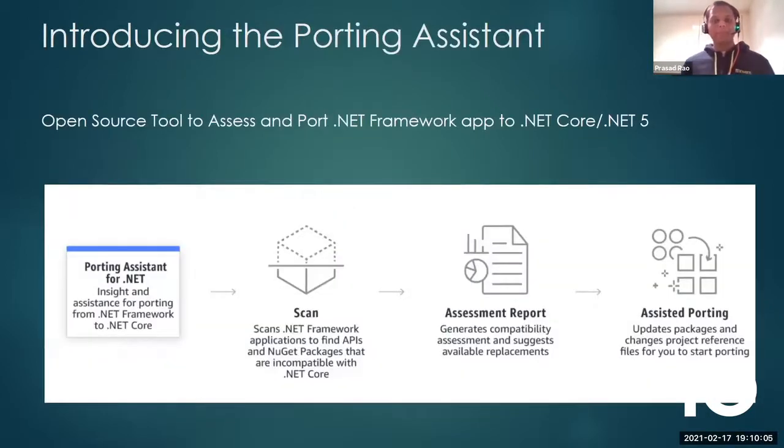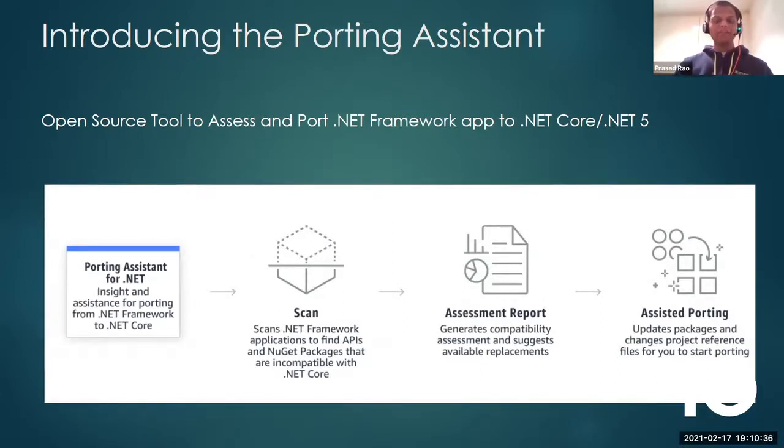Well, this is where the porting assistant comes in. It is an open source tool. What it will do is scan your code. It'll analyze your existing solutions and projects. It will perform a compatibility assessment to make sure that it is going to be able to be ported over to .NET 5. It will also find out the cross-project interdependencies, if there are any, and help you understand where you should focus your efforts first.